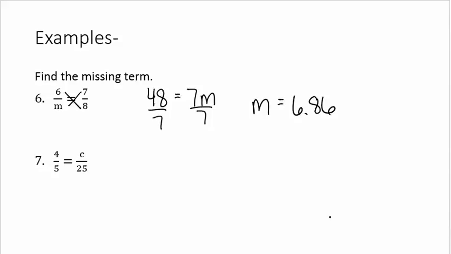And in example 7, we have 4/5 equal to c over 25. So again, cross multiply, we get 4 times 25, which is 100, equals 5c. Divide both sides by 5, and we get c equals 20.